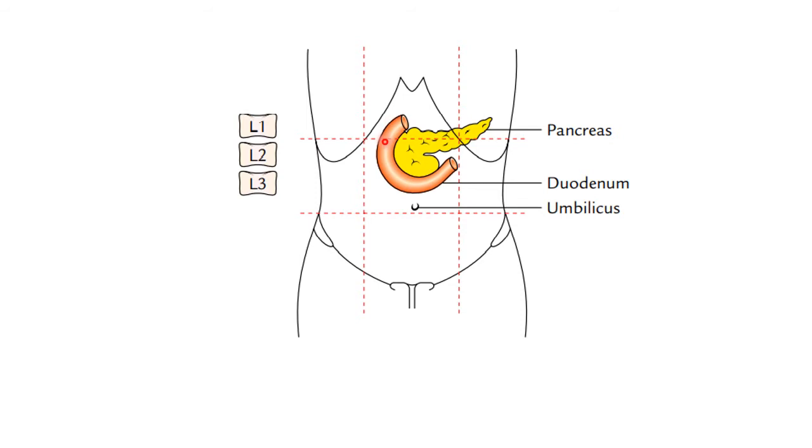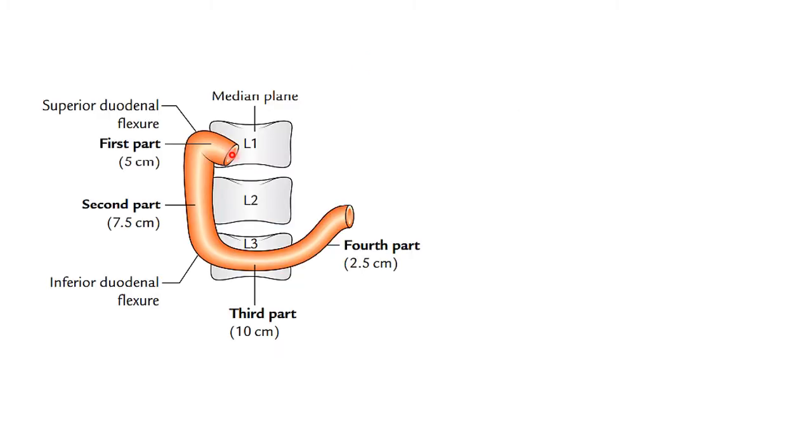The duodenum is located in the abdominal cavity above the level of the umbilicus, opposite the L1, L2, L3 vertebrae. The duodenum, along with the pancreas, is the most deeply located portion of the alimentary tract and the least accessible to physical examination. Now we will discuss the parts of the duodenum and then we will discuss its relations.